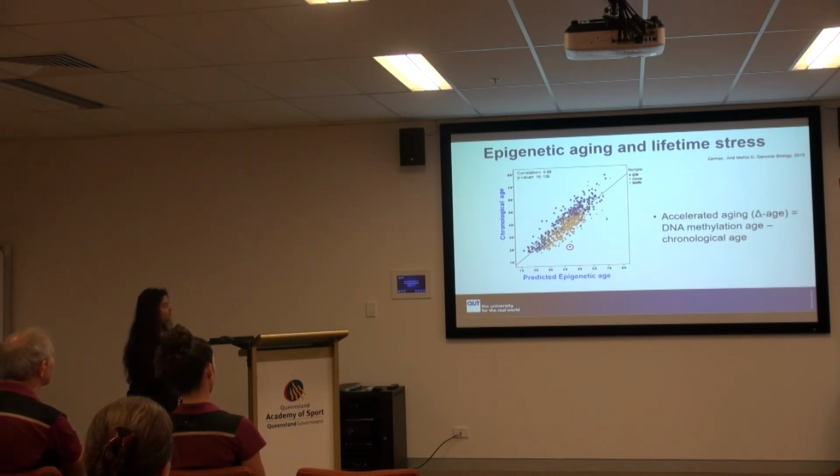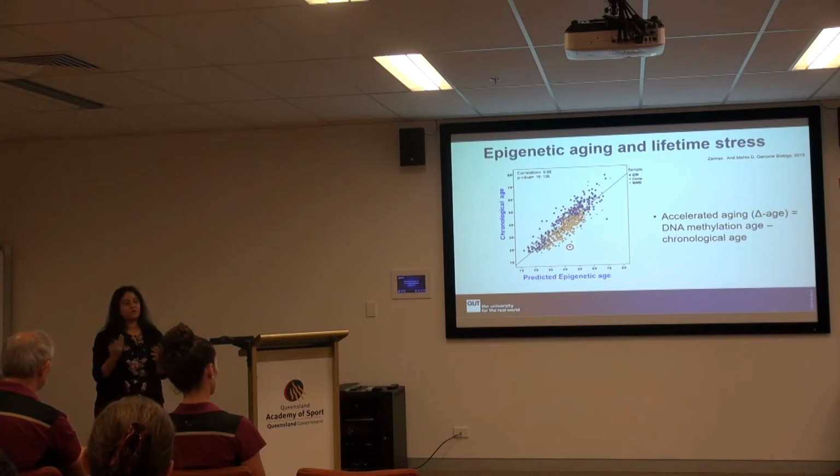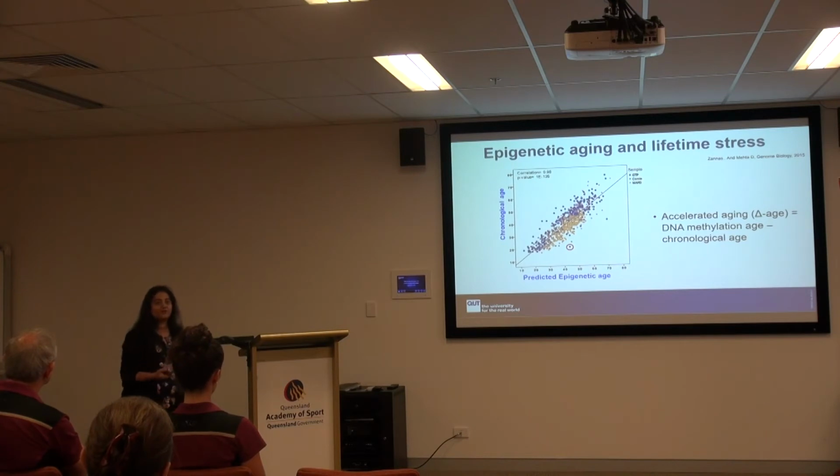And here in red, you see a person who's actually 20 years old, but is predicted to be 45 years old. So this is really interesting. The difference between a person's true age and the predicted epigenetic age is what we call accelerated aging. So in this study, we wanted to find out why is a person who's 20 years old biologically 45 years old?